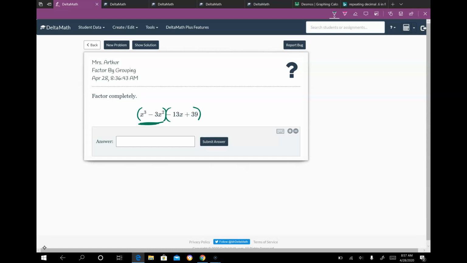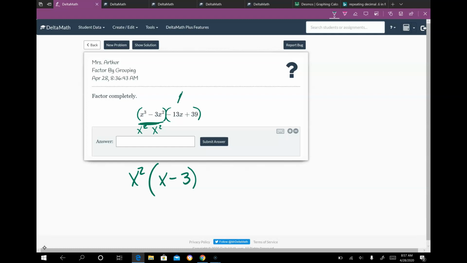They only have x's. They don't have numbers in common. So pull out your lowest amount of x's. My lowest amount of x's is a 2, so I can only pull out an x squared. So I'm going to pull out an x squared. When I do that, I'm dividing each term by x squared. So that's going to be x minus 3.